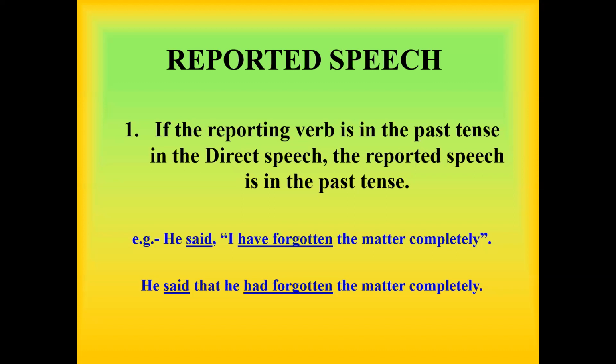Look at both the examples. He said, I have forgotten the matter completely. The reporting verb is said. If in the question it is given as said, then in the answer also, when you change it, everything will go into past tense. He said that he had forgotten the matter completely. I have forgotten becomes past perfect, had forgotten. How do you know whether you should convert it into past tense or not? By looking at the reporting verb. Said is the reporting verb. By looking at that, you decide.